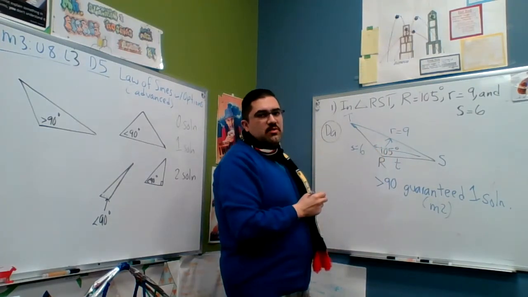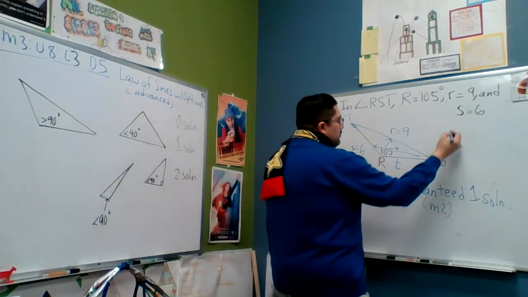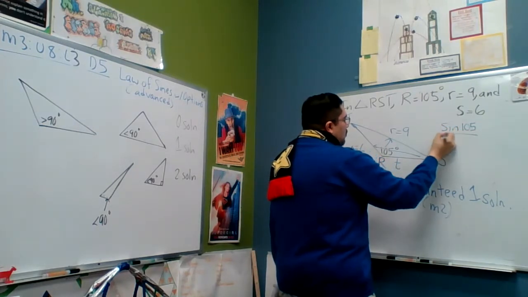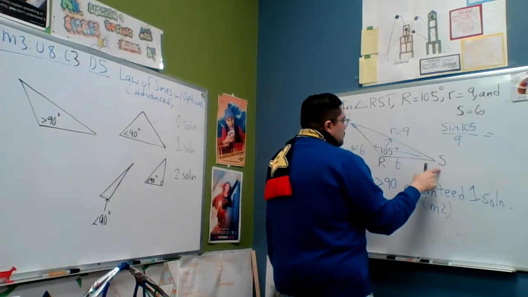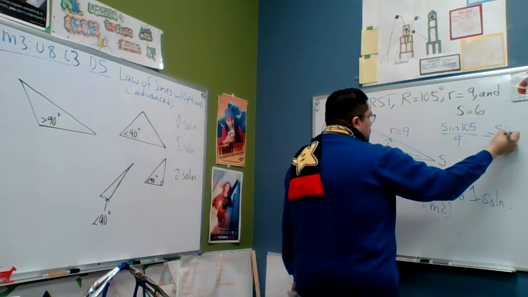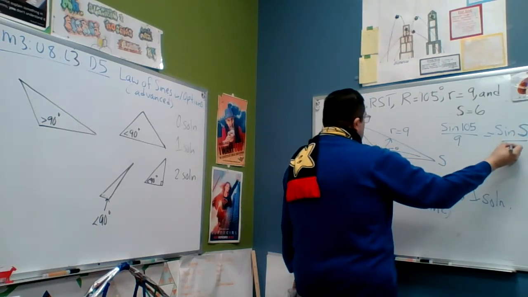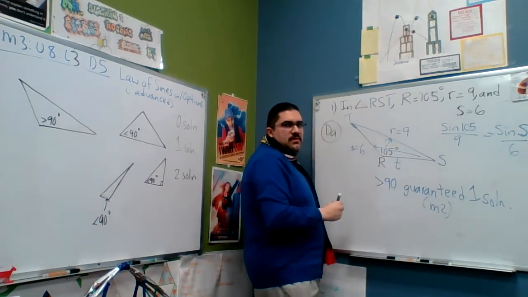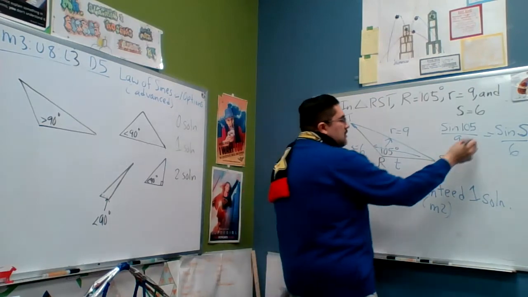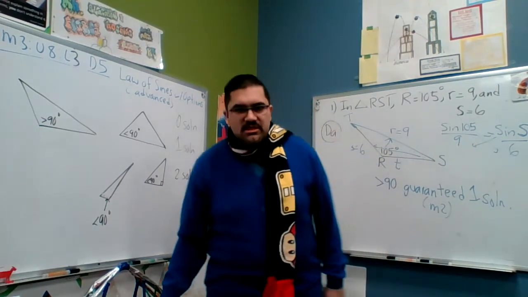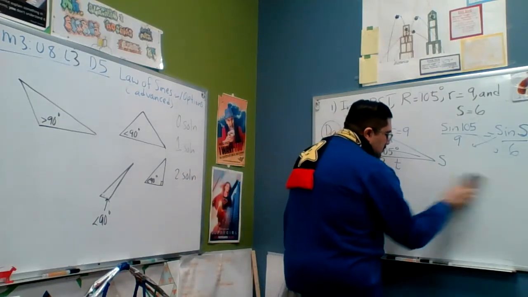So we can set up our equation. So we're going to go sine 105 over 9 is equal to sine S over 6, and that's what I want to solve for. This is an S, by the way, not a 5. You know how to do the cross multiplying. We'll remind you. I'll erase a little bit of our guaranteed thing so I don't have to switch boards.